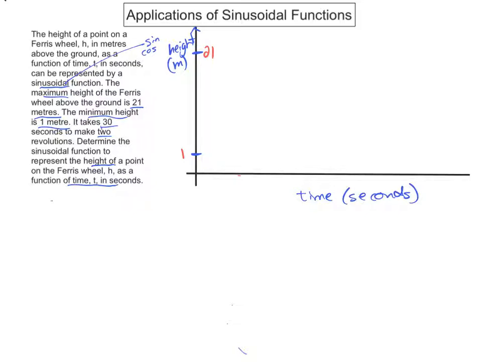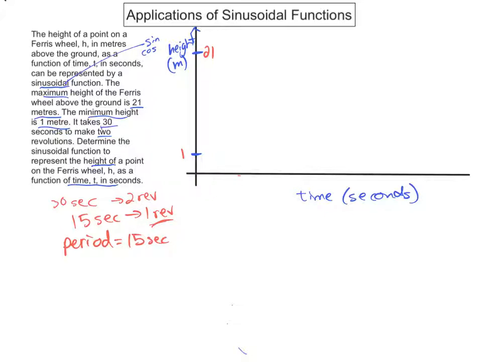It said it takes 30 seconds to make 2 revolutions, which means it would take 15 seconds for 1 revolution. And guess what? 1 revolution is the period. So we right away know our period is going to be 15 seconds. Okay, now we're going to come back to that.